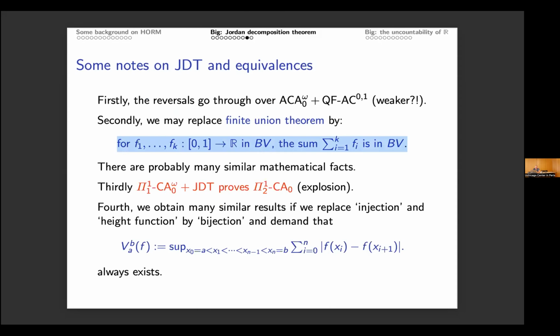If you have finitely many functions in BV, then the sum is in BV. This is best proved using induction. It's probably equivalent to some kind of induction. And so let's say half of the time we don't need induction, half of the time we feel like we really need some induction and we disguise it sometimes.